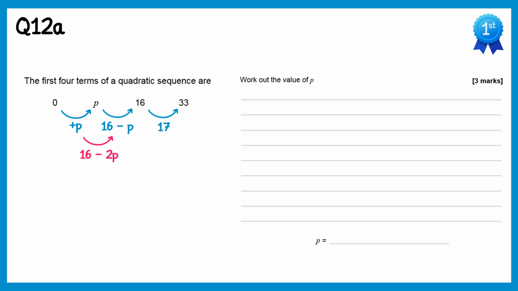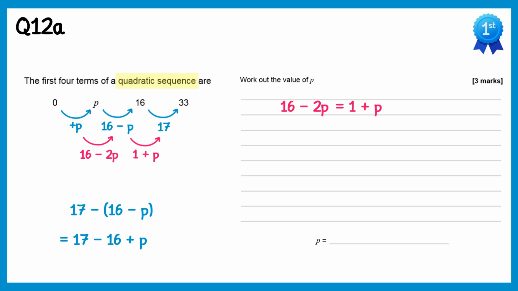And to get from 16 take away p to 17, this one can be a bit tricky, so I'll write it out. You've got 17, and then you'll take away 16 take away p, which is 17 take away 16 but plus p, which is 1 plus p. These are the second differences. Now since this is a quadratic sequence, the second difference must be constant, so 16 take away 2p must be equal to 1 plus p.